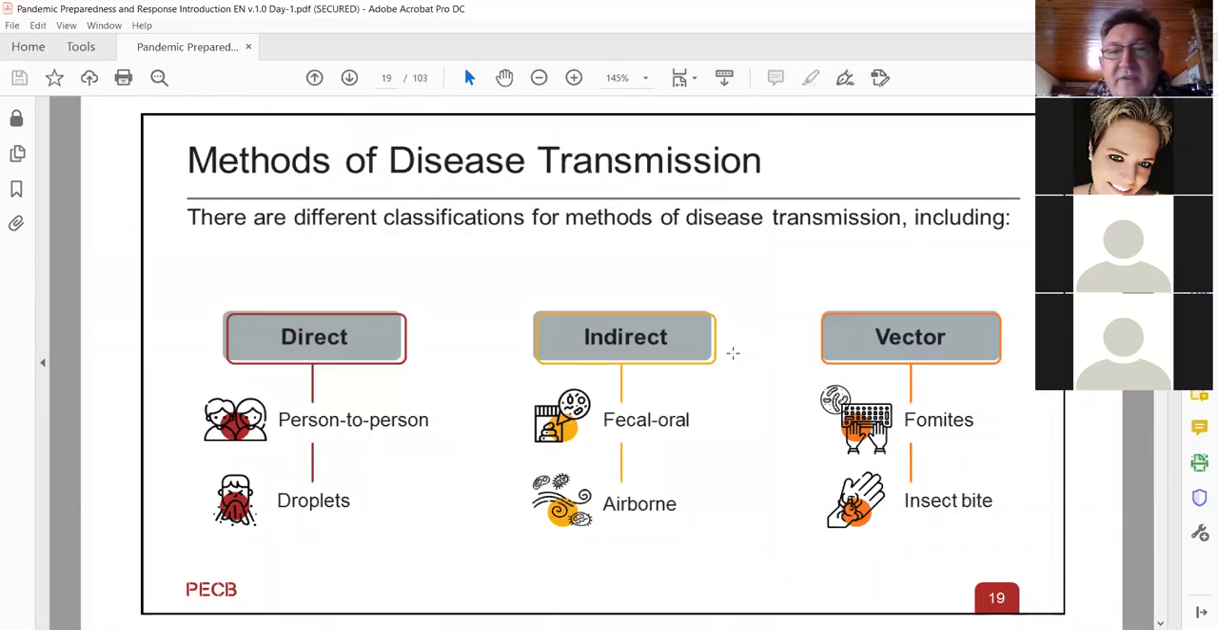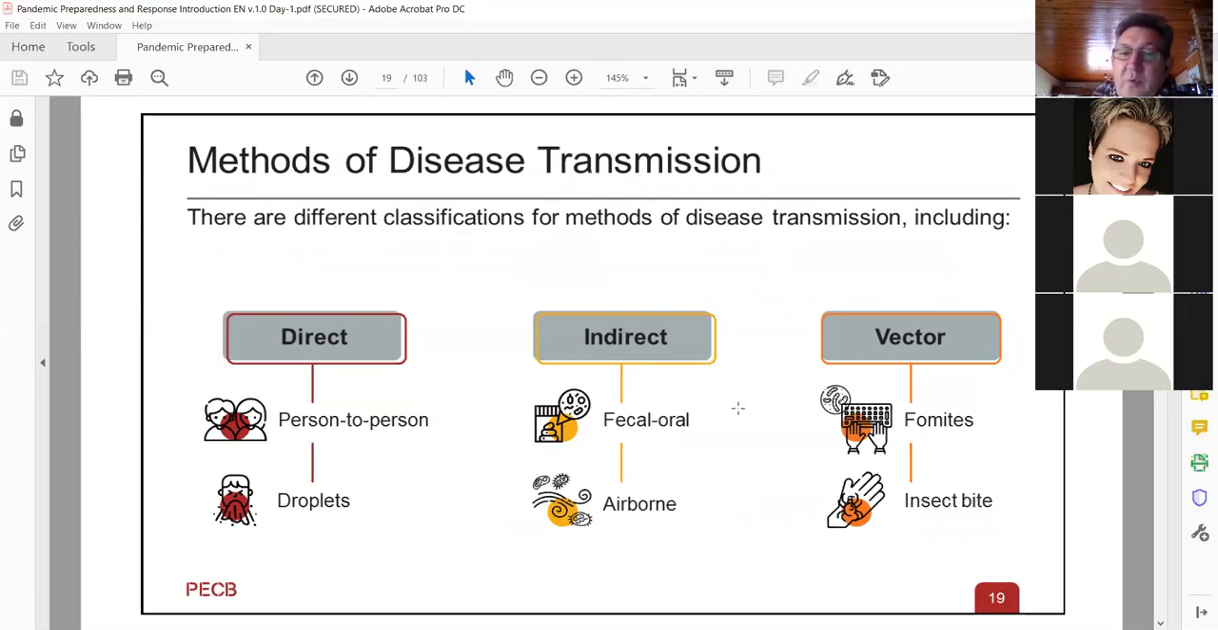So, the methods of disease transmission. We have different classifications for methods of disease transmission, which include, firstly, direct transmission, indirect transmission, and then vector transmission. Direct transmission is person to person. When we are touching a person, etc., we are talking about droplets. In terms of COVID, droplets are the biggest challenge we are sitting with, because a droplet, whether you are coughing or sneezing, can actually travel 3, 4, 5 meters. And you are thinking that you are safe at 2 meters from another person.